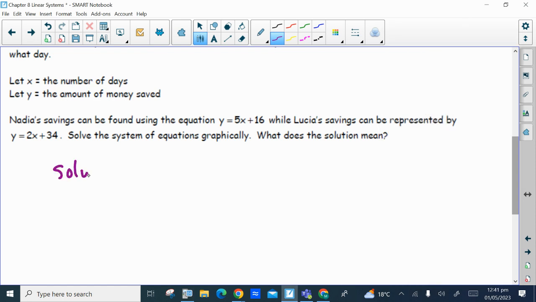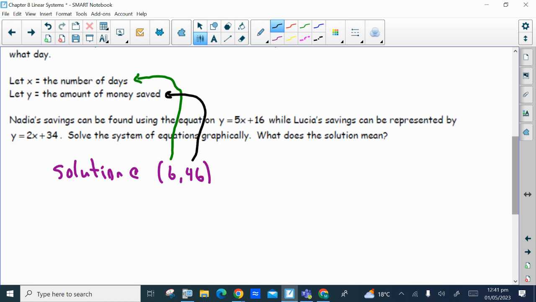Our solution, our intersection is at (6, 46). Now remember, x is the number of days, and x is the first number in your ordered pair. Y represents the amount of money saved. So this tells us that after 6 days, the two girls will have the same amount of money earned or saved. They'll both have $46.